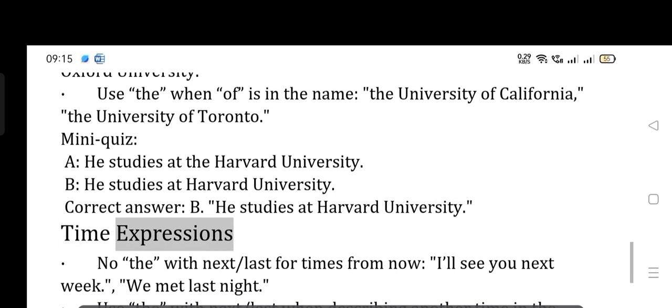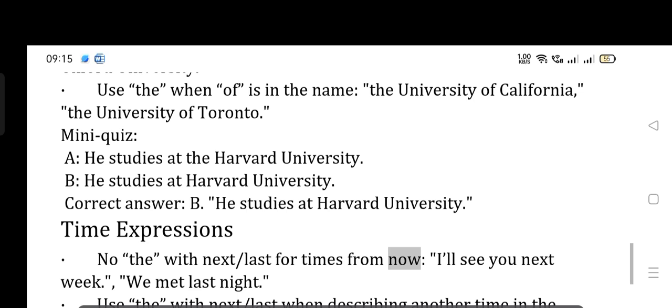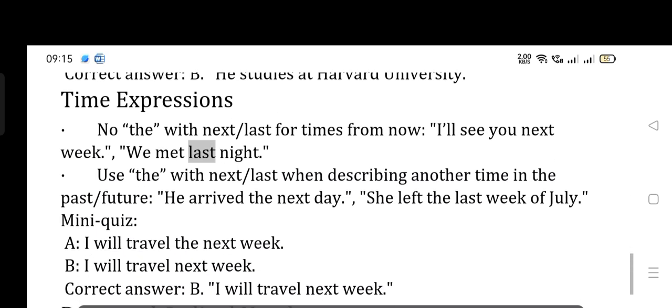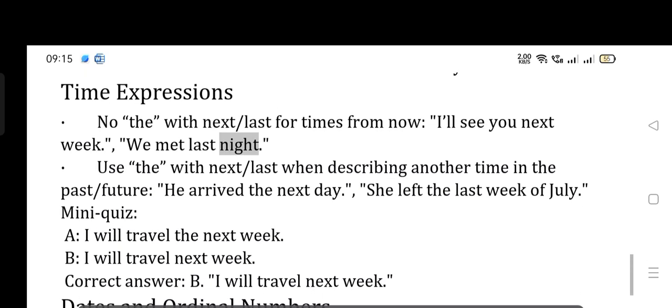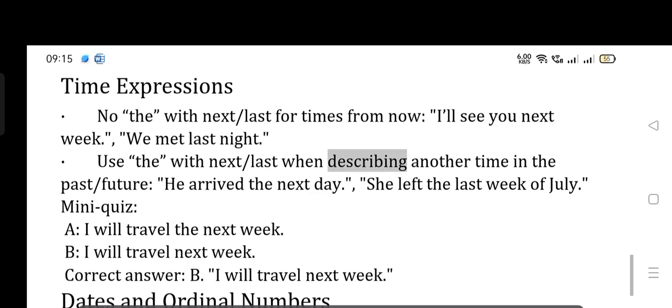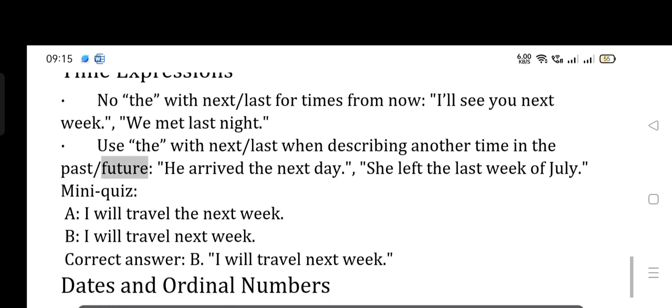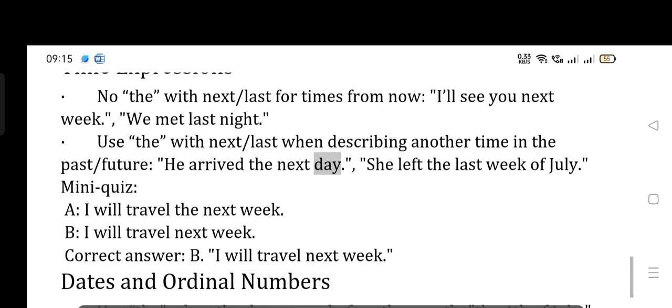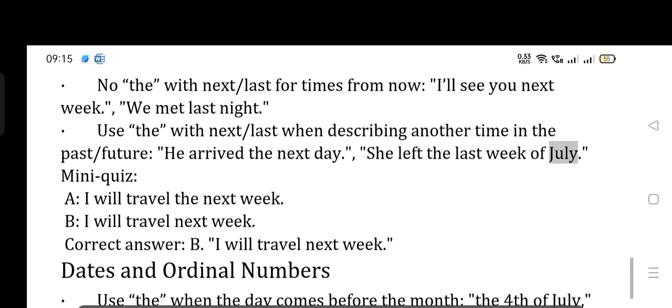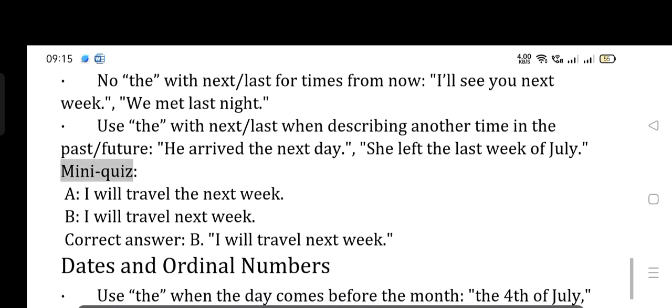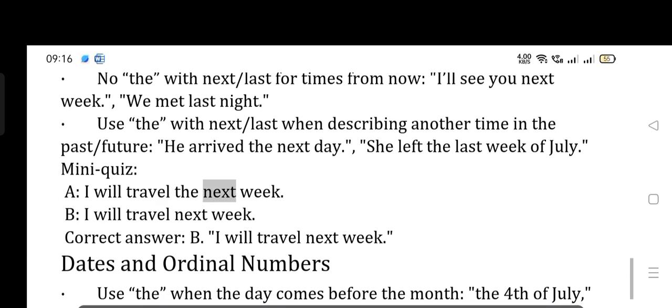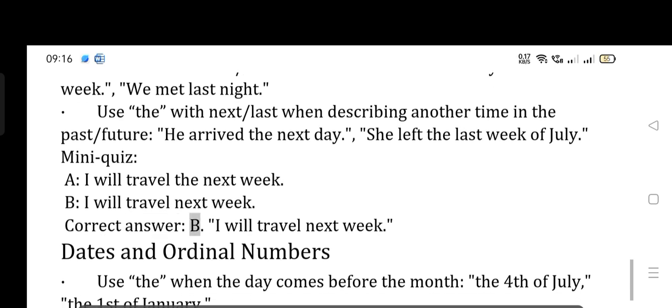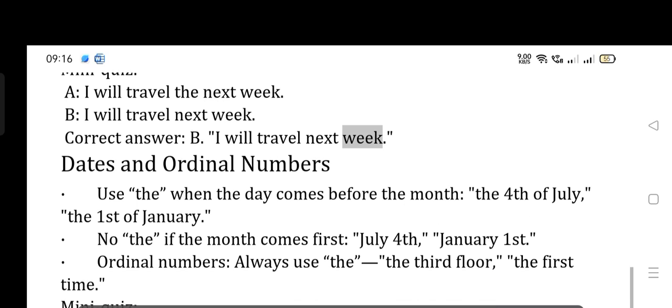Time expressions. No "the" with next or last for times from now: I'll see you next week. We met last night. Use "the" with next or last when describing another time in the past or future: he arrived the next day. She left the last week of July. Mini quiz: A. I will travel the next week. B. I will travel next week. Correct answer: B. I will travel next week.